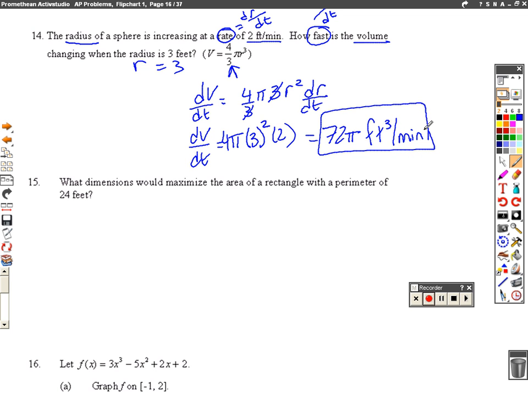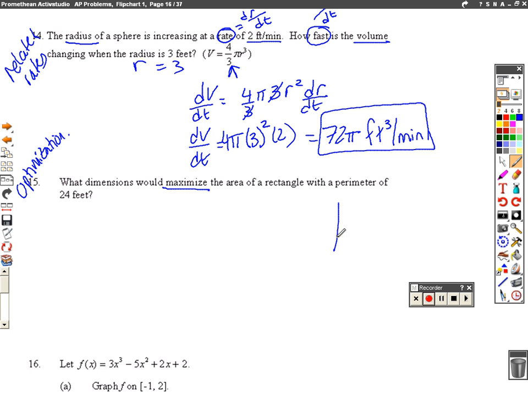All right, what dimensions would maximize the area of a rectangle with a perimeter of 24 feet? Okay, this is an optimization question. So the previous one was related rates, and this one is optimization. The key way I know that is by looking at these words. Rate, that's a related rate. Maximize, that's an optimization word. So we want to maximize the area.